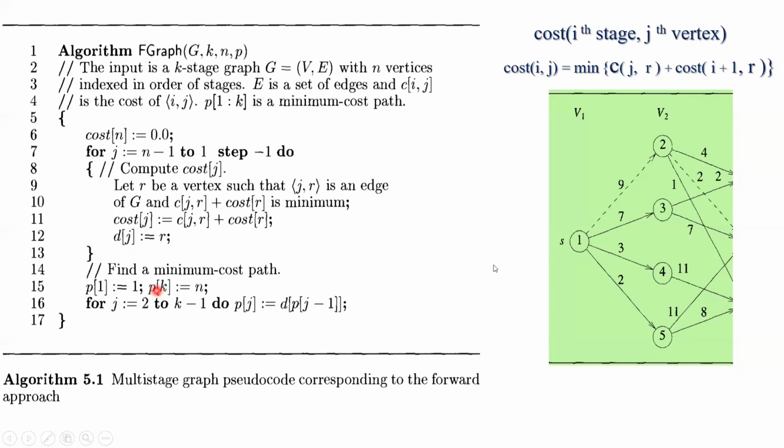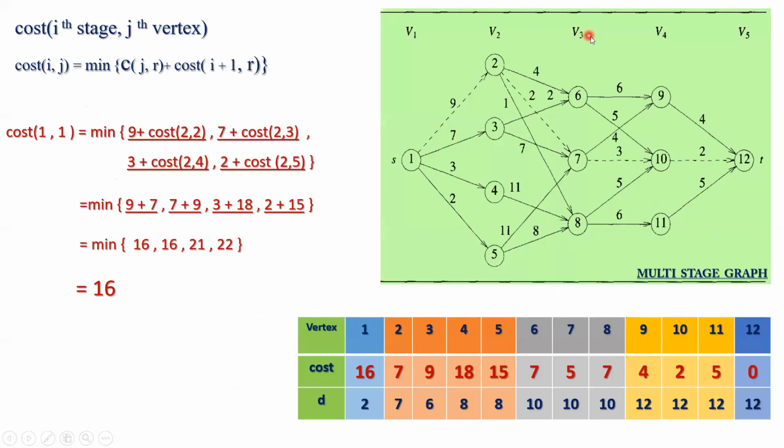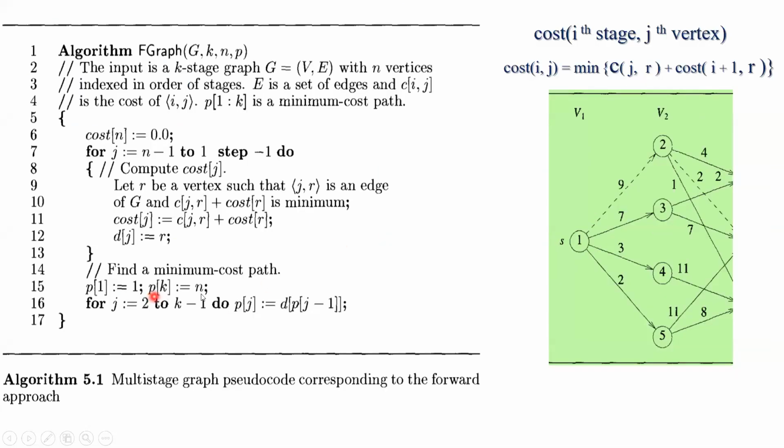So how many stages were there in our graph? 1, 2, 3, 4, 5. So in the first stage, P of 1 equals 1. P of 5 equals what they have given in the algorithm: P of k equals n. So k is n. What's the value of k? It is 5. So P of 5 equals 12.